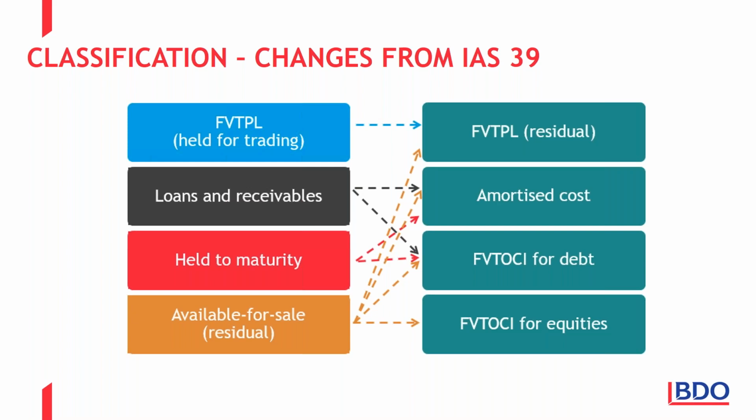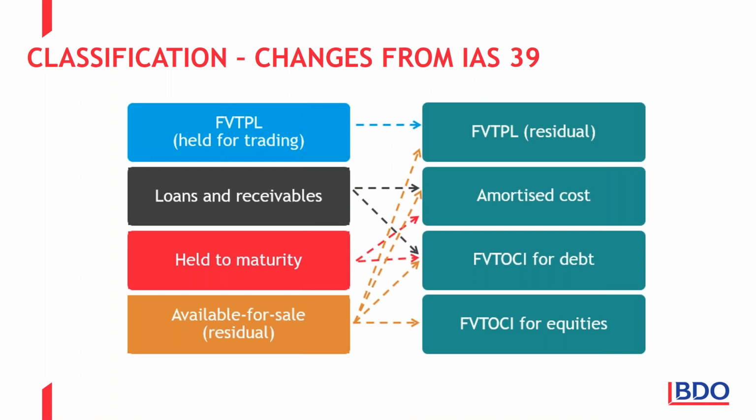On the right-hand side, we still have 4 categories of financial assets, but they now describe slightly differently. We've got fair value through profit and loss, which is the catch-all residual category. We've got amortized cost. We've got fair value through OCI for debt instruments and fair value through OCI for equity instruments. And it's very important that we distinguish between the debt and the equity instruments when we have fair value through OCI, because with debt instruments, we can have recycling, and with fair value through OCI for equity instruments, there's no recycling allowed.